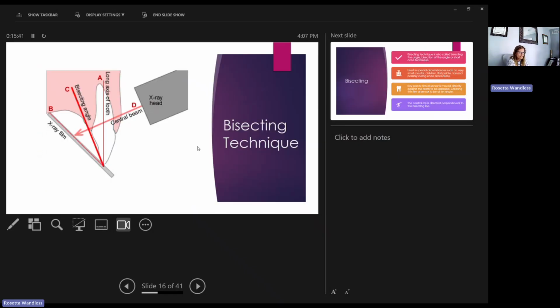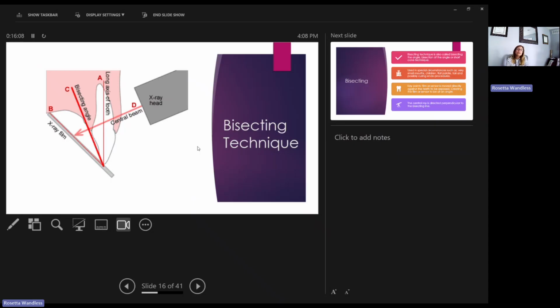Now let's review the bisecting technique. So bisecting technique, as you can see here, we're still using the central beam. We still have to have the long axis of the tooth, that imaginary line. But notice where the film or the sensor is placed. It's placed butt up against the tooth structure, or as close to it as possible. And there we see the line C, which is the bisecting angle.